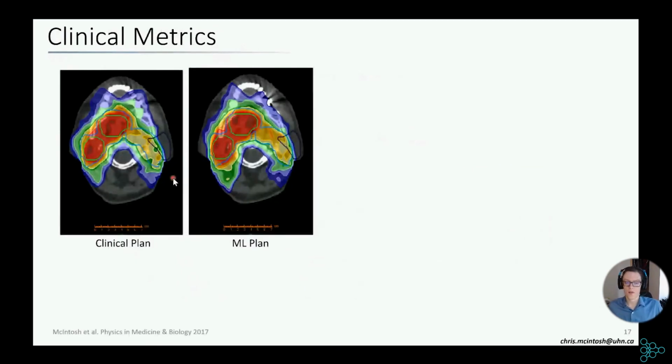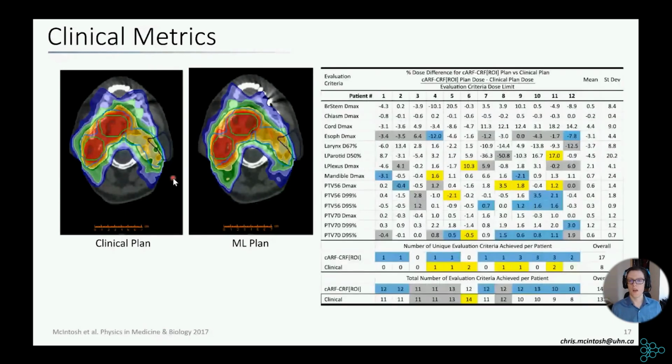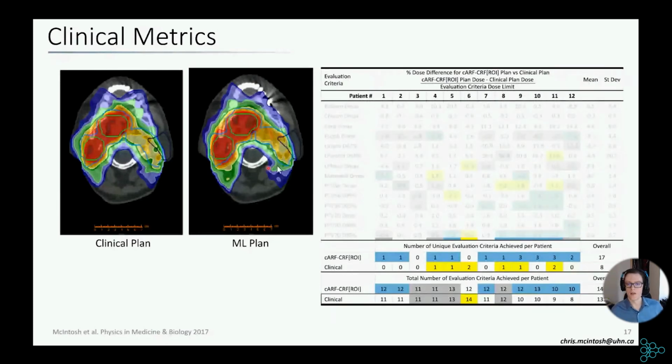We then went on to clinical metrics. Technical metrics are what you'll see, like basically looking at the AUC. It's what you see in a lot of journal papers. We went one step further. And so we actually created the clinically deliverable plans. We compared them to the machine learning plans. And I'll just fade out some of the clinical metrics that the clinicians look at. What's important here is along the bottom. Where it's blue, the machine learning hit a unique criteria that the clinical plan did not meet. And when it's yellow, the clinical plan hit a unique criteria that the machine learning did not meet. So for example, in this case, the blue plan was able to achieve better sparing to the mandible.